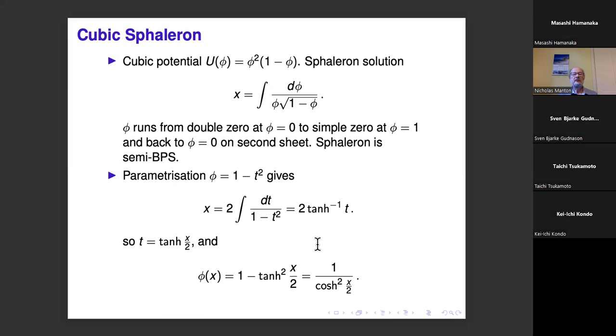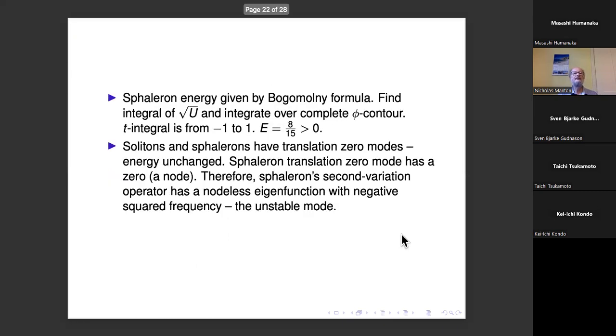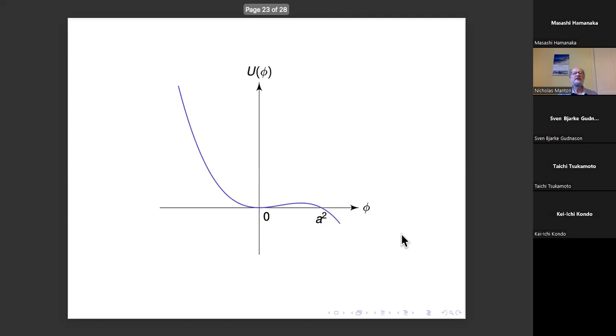But so inverting this, t is tangent of half x, and phi is 1 minus t squared. So 1 minus tangent squared half x, here we are. And this simplifies to 1 over cos squared half x. So that's the solution. I'll explain why it's a Sphaleron in a moment. I've also got some pictures, so I'll come back to those.